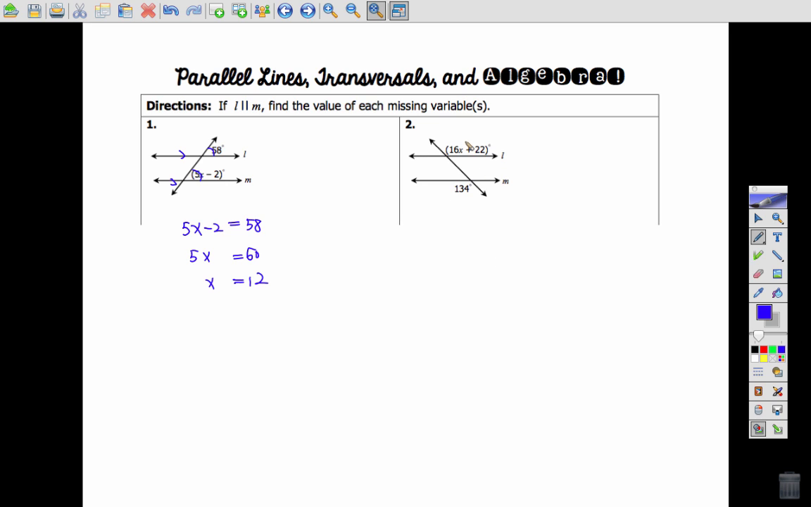Okay? Over here, the setup is, if this part is 16x plus 22, the vertical angle here must be the same. And if that's 16x plus 22, that part should be the same as 134, because these are corresponding angles. So the setup is like this, and I won't solve it. You can solve it. Answer key is all online.